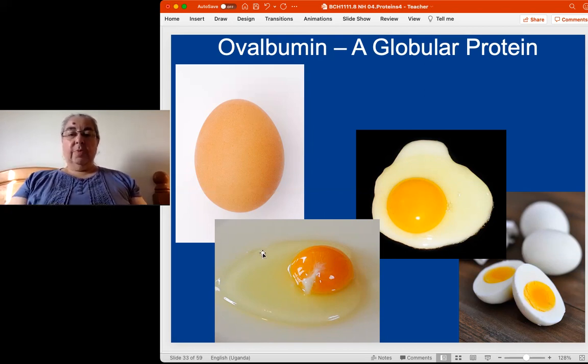Okay, so we've changed from being a transparent dissolved solution of protein to a white solid. Okay, so what is happening when you apply heat to the white of an egg?